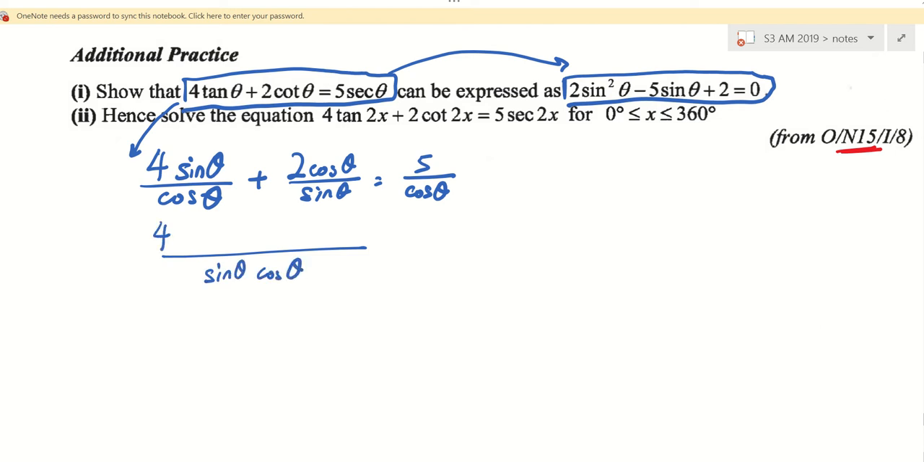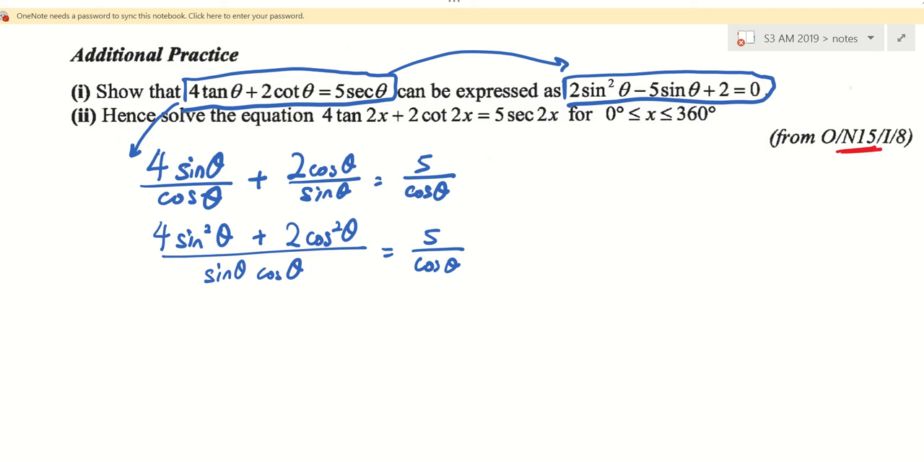So for the first fraction, Mingyuan, in order to have sine cosine, both must times sine theta, right? So this one will be sine square. So can you write down this is sine square? Plus the other one will be what? Cosine square.